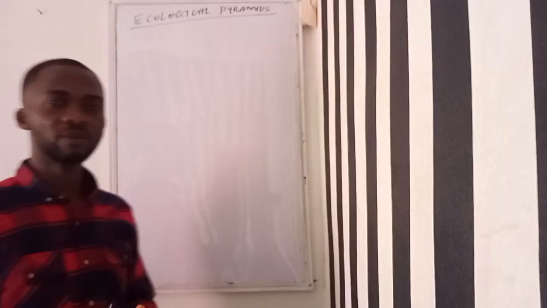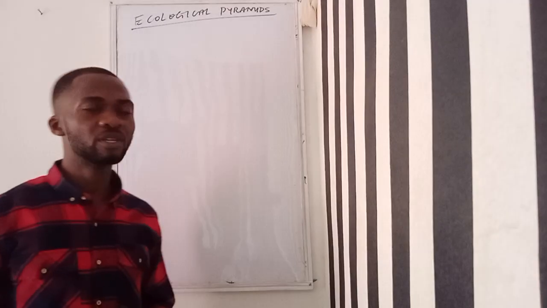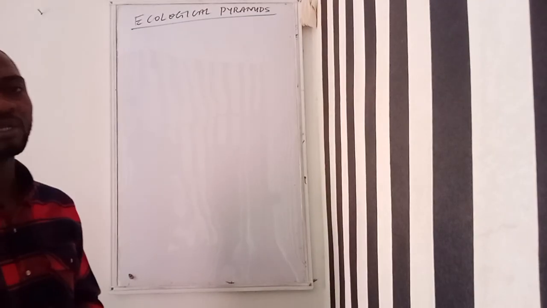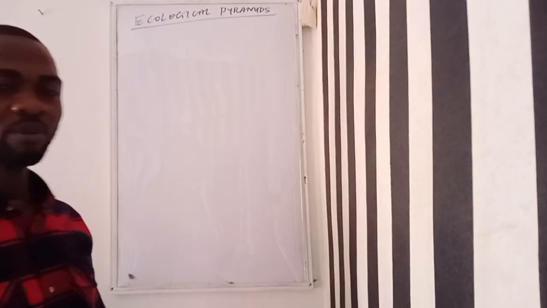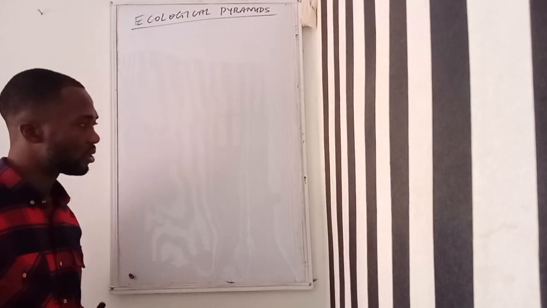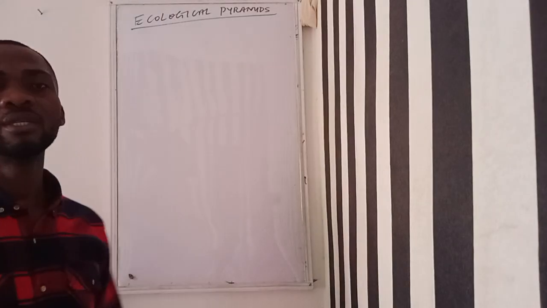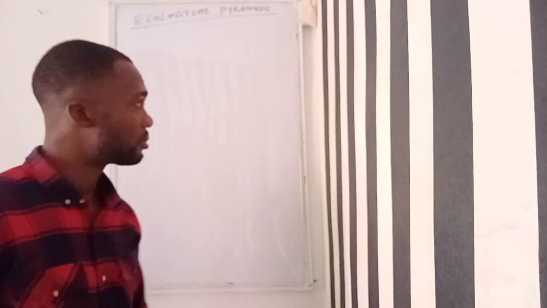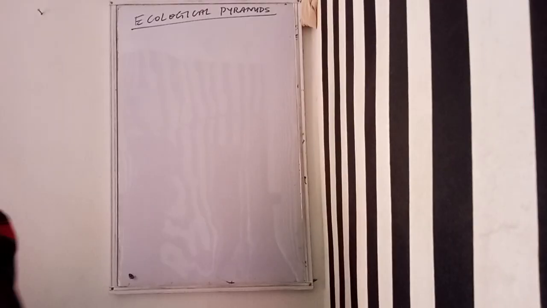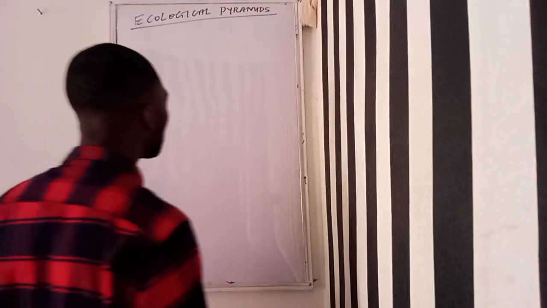We have different types of ecological pyramids. We have the pyramid of energy, we have the pyramid of number, we also have the pyramid of biomass or weight. All these things are studied within the ecological pyramid. So we are going to be looking at them one after the other. Let's look at the pyramid of energy.